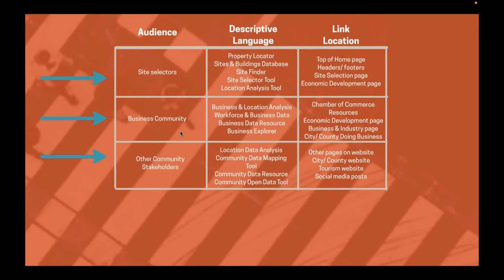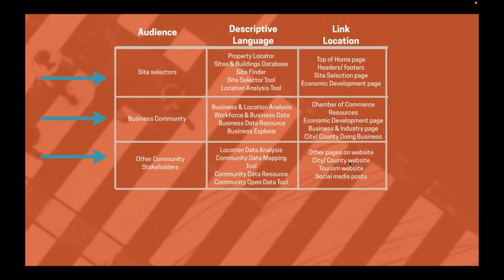Okay, so let's think finally about other community stakeholders, another kind of audience. They might not click on Property Locator, and they might not actually click on something like business data resource, but they are going to look for things maybe like community data mapping tool, community data resource, community open data tool. That's a really good one. Location data analysis. Again, you might be taking them to reports within the same tool, but you're using language that will appeal to them. You are now thinking about the journey of all your target audiences, and you're thinking about the language they're going to be looking for and where they're going to look for it.